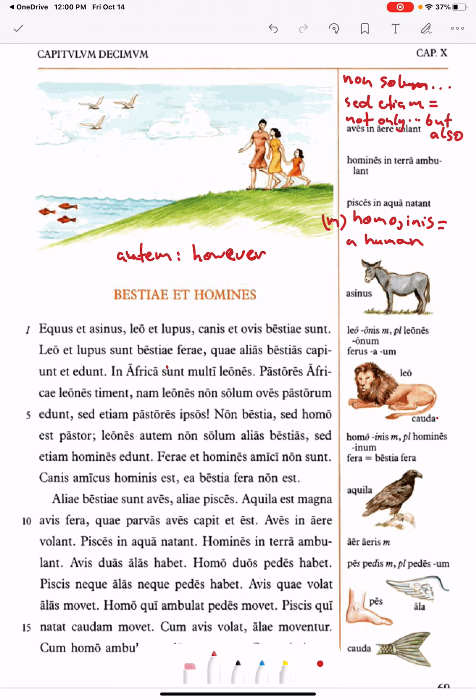Next line, on line number 7. Ferae et homines amici non sunt. Right? Canis amicus hominis est. Ea bestia fera non est. So here, the word fera appears again, and you know that it means wild.